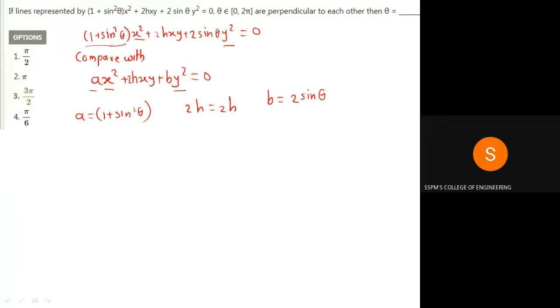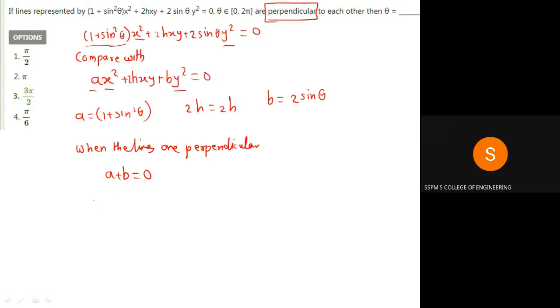And what is given also in this equation? We have previously solved such examples. One for perpendicular lines, one for parallel lines we have solved. So this one is for perpendicular lines. It is given that these two lines are perpendicular. When the lines are perpendicular, what can we write? We can write a plus b is equal to 0. See, when the lines are parallel, we can write h square is equal to ab. Okay. And when the lines are perpendicular, we can write a plus b is equal to 0.